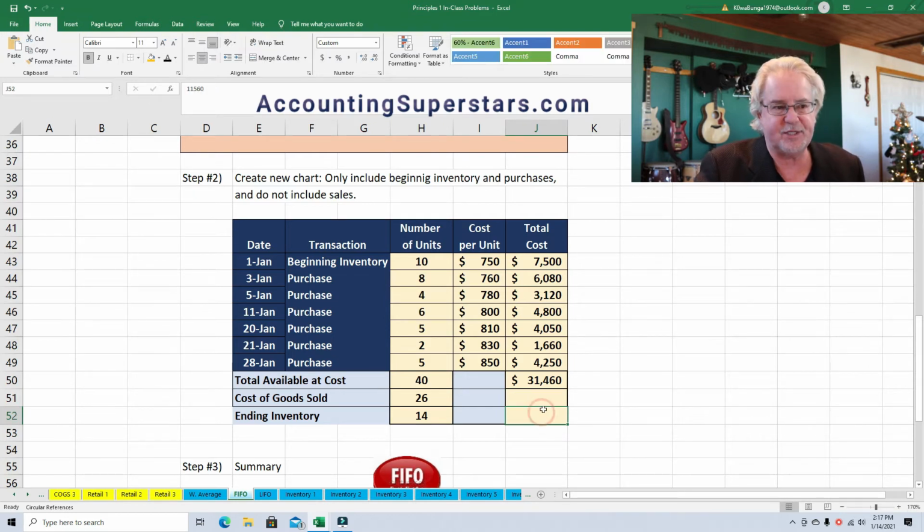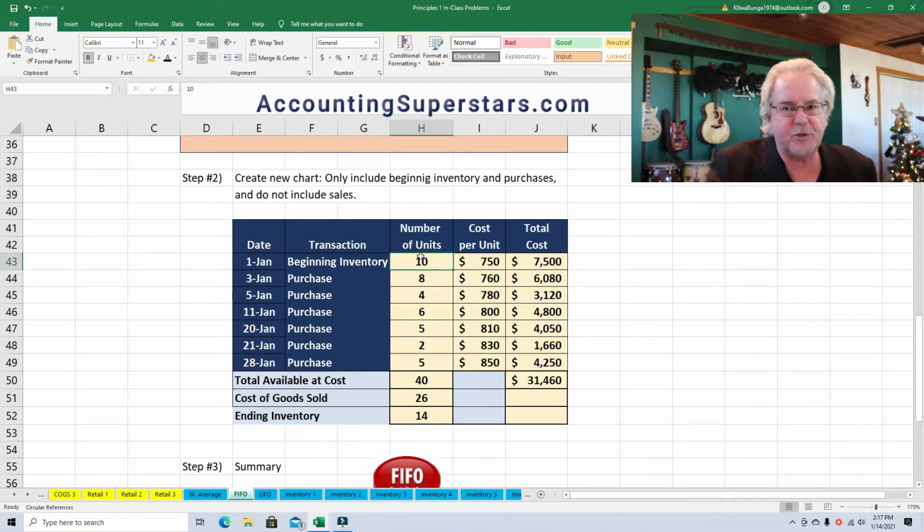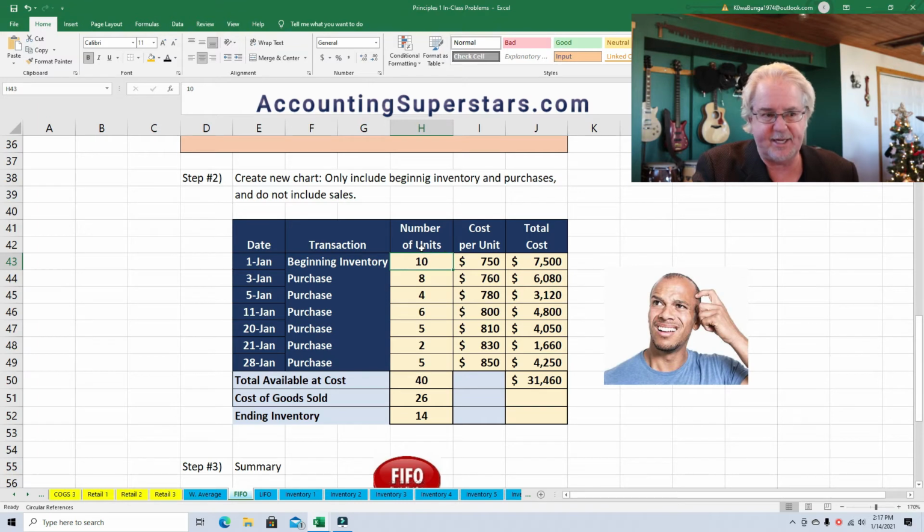Now, this is first in, first out. And so the 10 snowblowers in the beginning inventory, those were the first ones in. And the 8, they were the next ones in. And the 4, they were the next ones in after that. And of course, the 5 down here at the bottom, those were the last snowblowers in. So this is called first in, first out, which means the first snowblowers in are the first ones to be sold. Now, that may or may not be true in reality, but it's just the way we're doing our accounting. And the way we're doing our accounting and what really might be happening might be two different things.